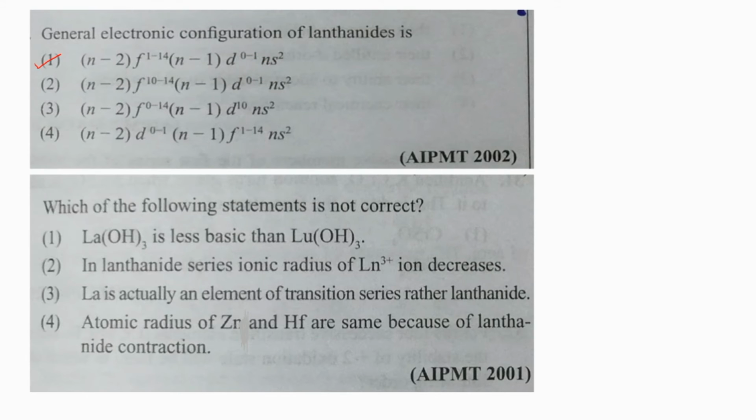Now, see this one. Which of the following statements is not correct? Lanthanum hydroxide is less basic than lutetium hydroxide. What's your opinion? Lanthanum will be having greater atomic size. When we are moving from left to right, the size of lutetium will be considerably reduced. Why? Due to lanthanoid contraction.